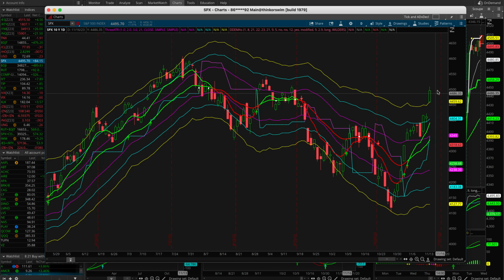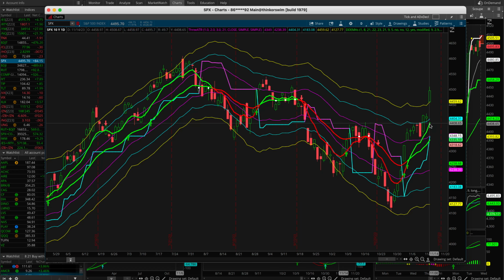Now the question is, are we going to push higher, or is this going to be a reason to maybe fill this gap? Once that happens, we'll see what happens. So we'll see where we go from there.